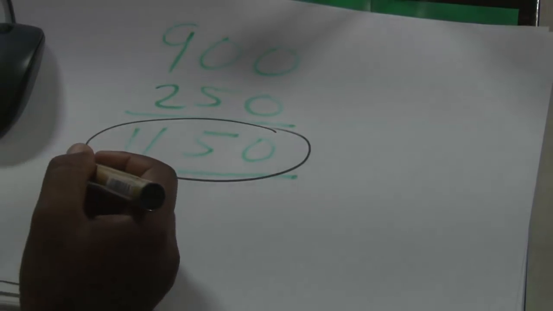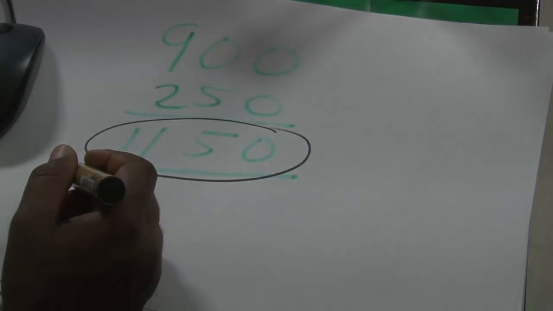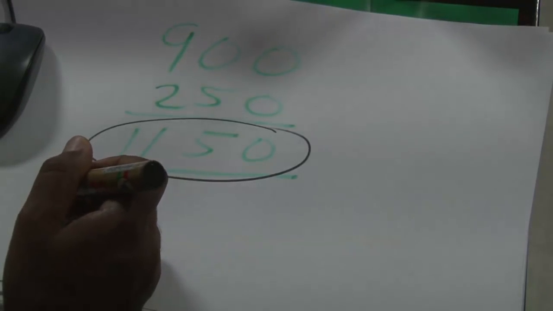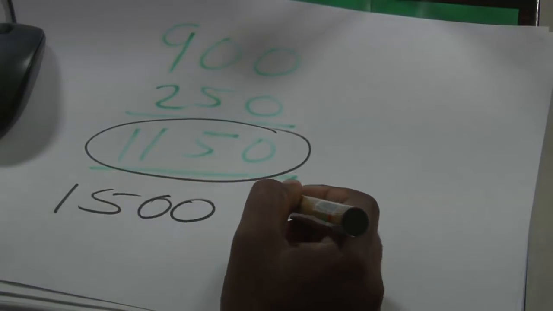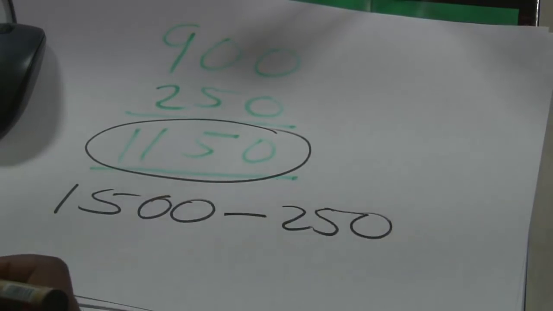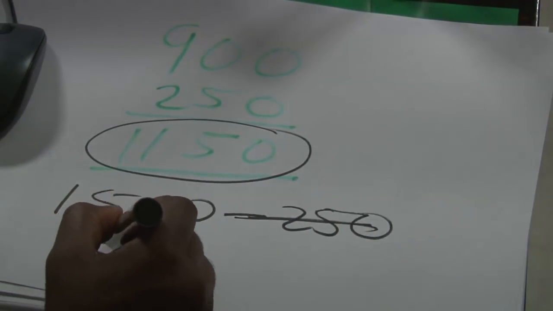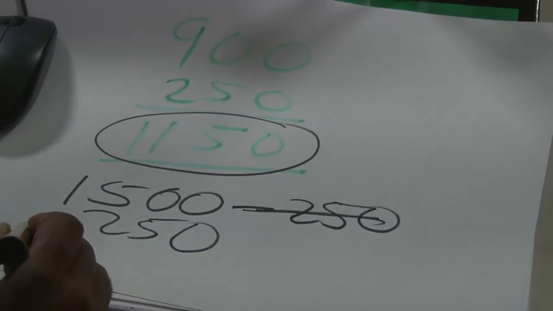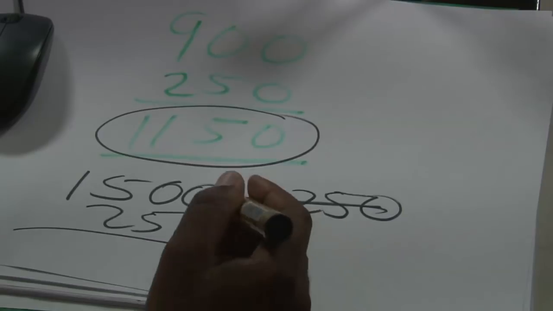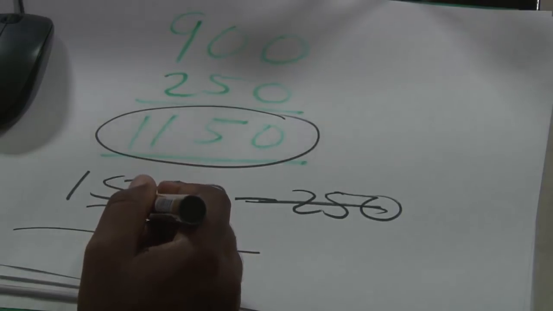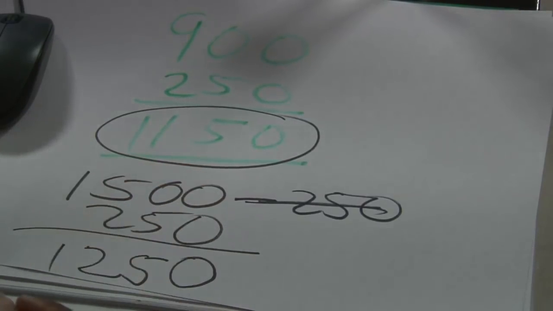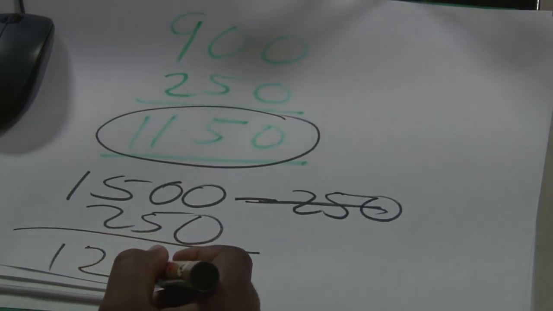The next one is they don't give you the cost price, but they tell you this is the selling price, but he made a loss. In other words, he sold the item for 1,500, but he made a loss of 250. So what do you do? You can just put this 250 here, and then you subtract. If you subtract there, you get 0, you get 5, you get 2 and 1. So that means that the cost price of the item was 1,250.